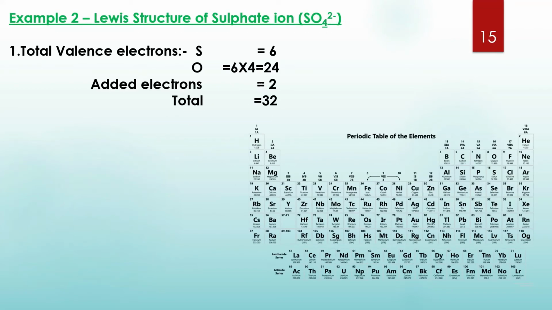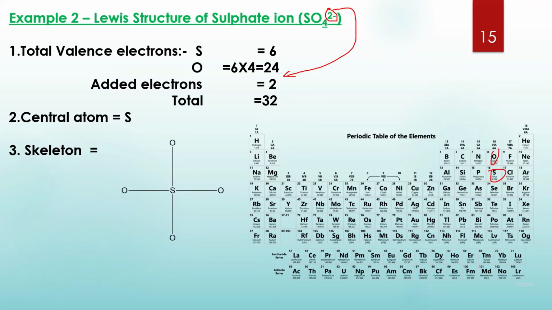Sulfate ion. Again, the same procedure: sulfur and oxygen each have 6. You calculate the total number of valence electrons and then add electrons. Here, as you can see, sulfate has a -2 charge, so you add 2 more electrons and you get 32 as a total sum. The central atom has to be sulfur, and the skeleton is sulfur connected to 4 oxygens. We have 32 electrons in total. We have drawn 4 bonds, so 8 electrons have been used, and we have 24 left to draw.